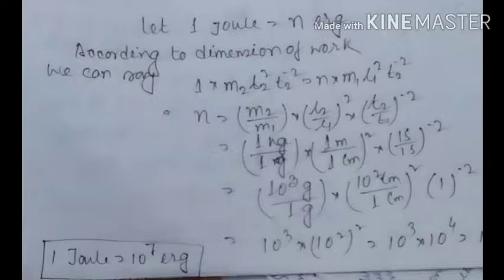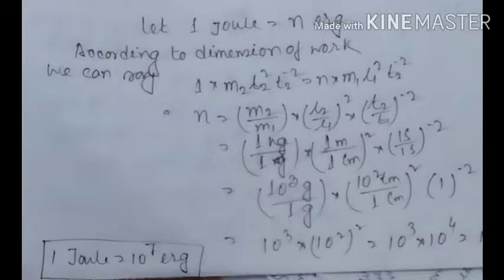So n equals M2 by M1, L2 by L1 and T2 by T1, with the appropriate powers. Now we will use the values of M2 and M1. We will use the value of M2, that is 1 kilogram, the value of L2, that is 1 meter, and T2 is 1 second. Similarly, M1 is 1 gram, L1 is 1 centimeter, and T1 is 1 second.